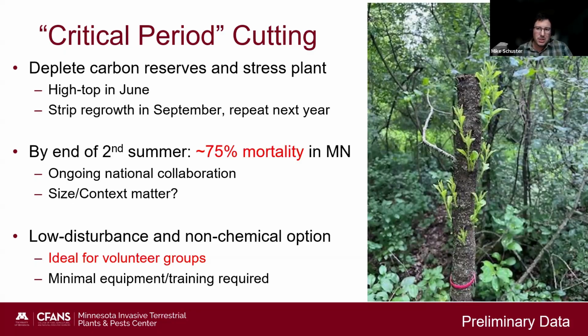And the reason why that's encouraging is because this is a low disturbance and non-chemical option. It's ideal for volunteer groups, right? We don't need to have any type of specialized training or equipment. Basically, anyone can go through the woods and pull resprouts, or green tissue, off of stems. It requires labor, but not a lot of capital investment, and that's something that we generally find works out very well for community groups and volunteer groups that otherwise wouldn't have access to those types of equipment or capital.